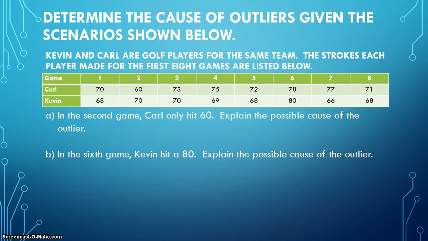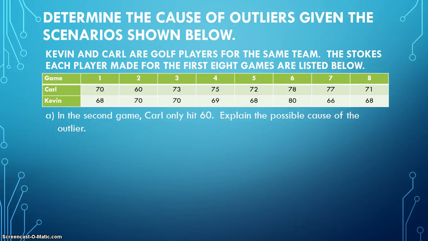Now, if you take a look at part A, in the second game, Carl hit 60, and it wants to explain why that outlier exists. And in part B, in the 6th game, Kevin hit 80. Again, it wants us to explain why that outlier exists there as well. So what we're going to do first is take a look at A, the second game where Carl hit 60. We're going to separate B from it, so we just look at A exclusively.